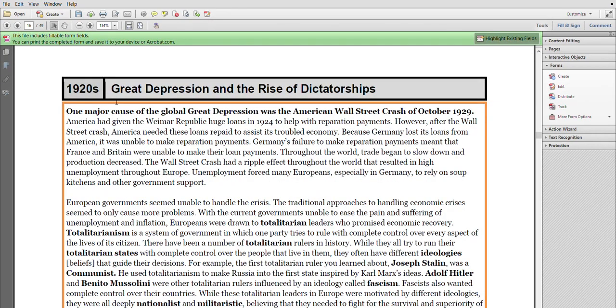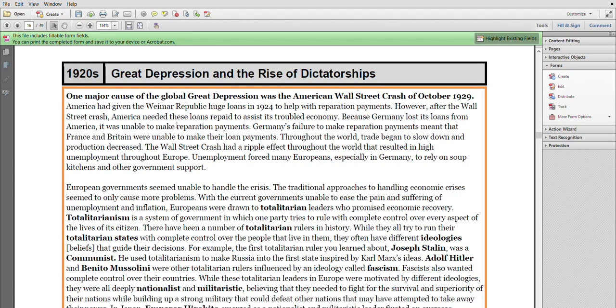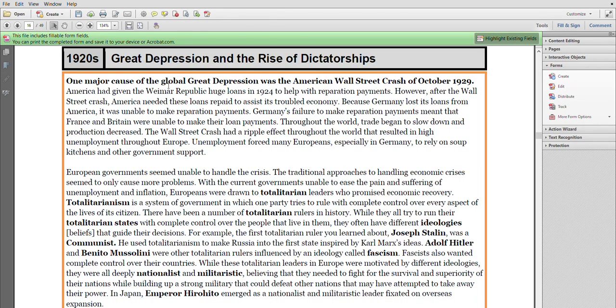1920s, the Great Depression and the rise of dictatorships. One major cause of the global Great Depression was the American Wall Street crash of October 1929. America had given the Weimar Republic huge loans in 1924 to help with reparation payments. However, after Wall Street crashed, America needed those loans repaid to assist its troubled economy. Because Germany lost its loans from America, it was unable to make reparation payments.